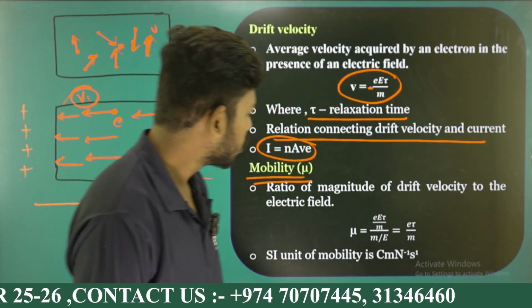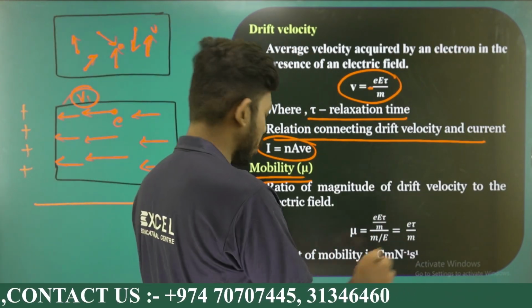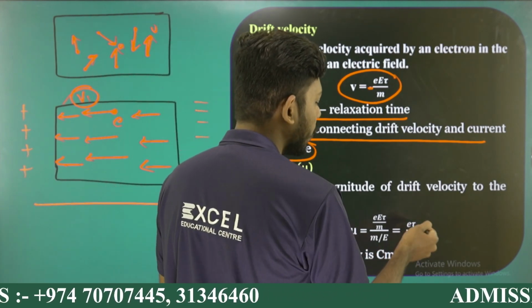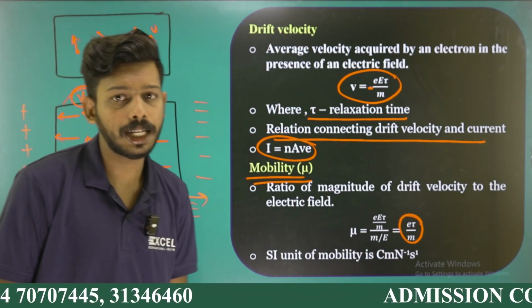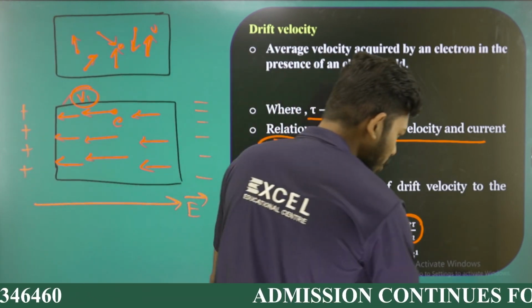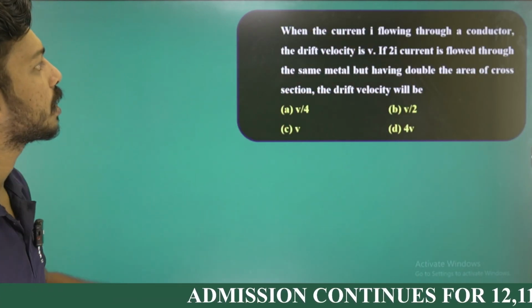Here we go. So the equation for mobility, we can reduce this complicated equation into something like this: E tau divided by M. So that's it. Okay, fine, clear. So we can go to the questions actually here. We are going to the question discussion section.